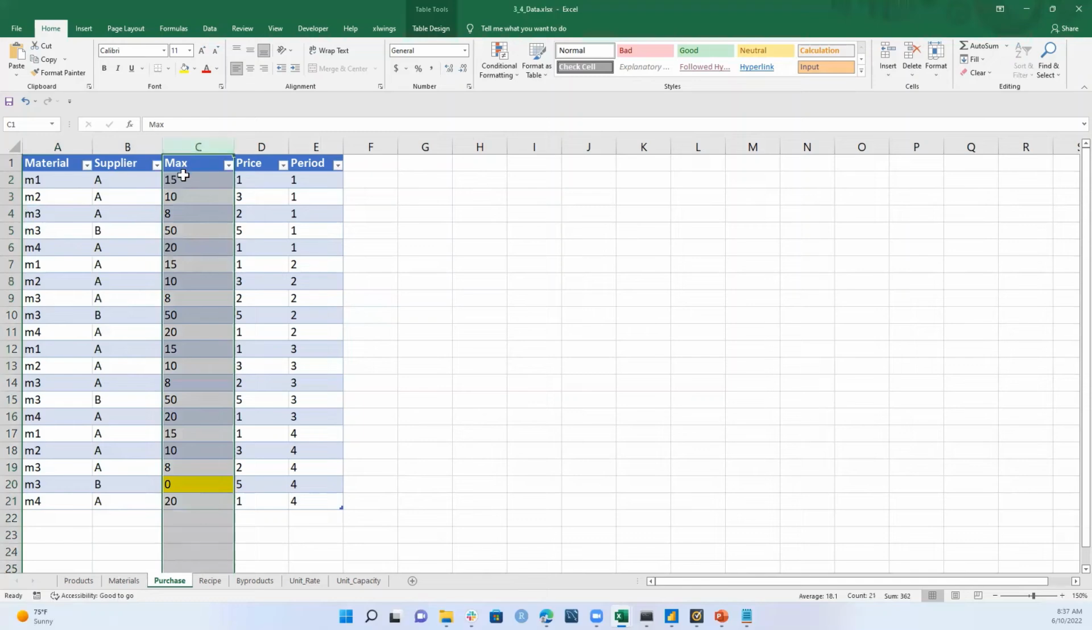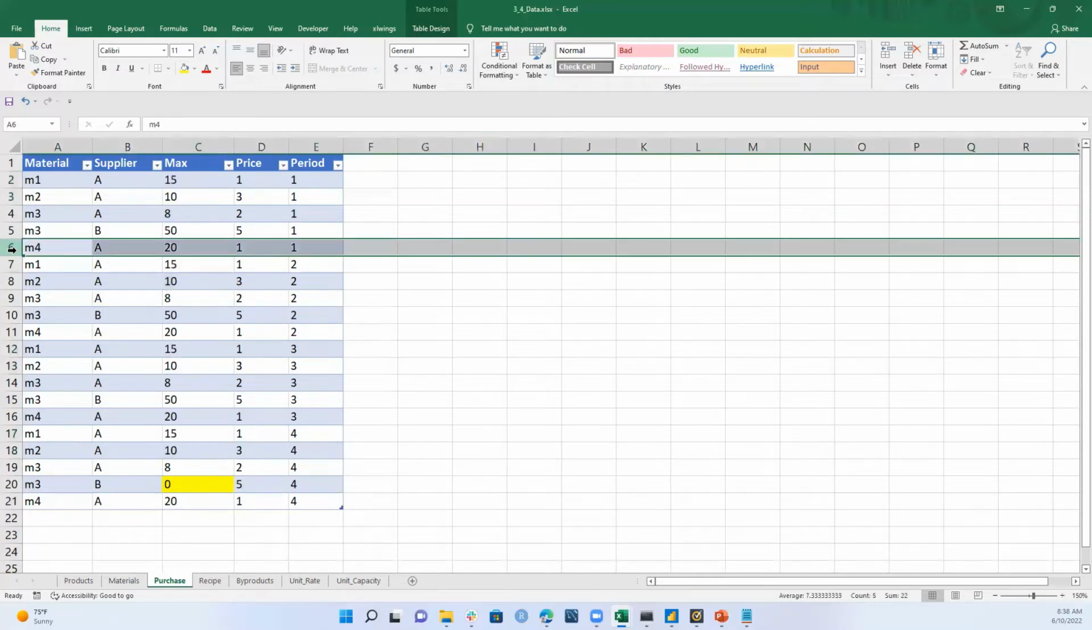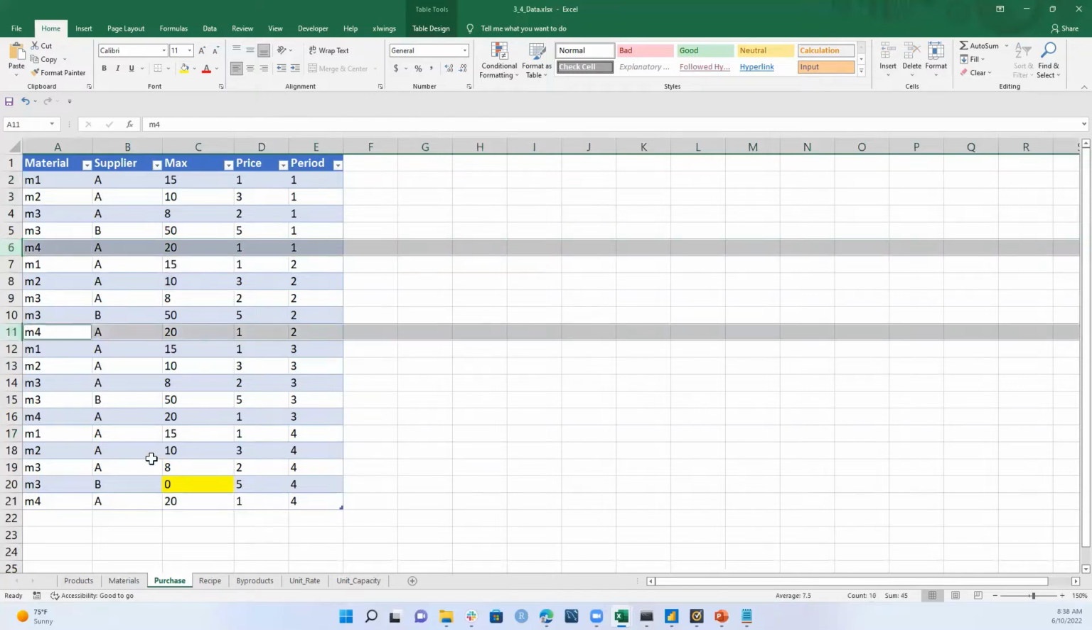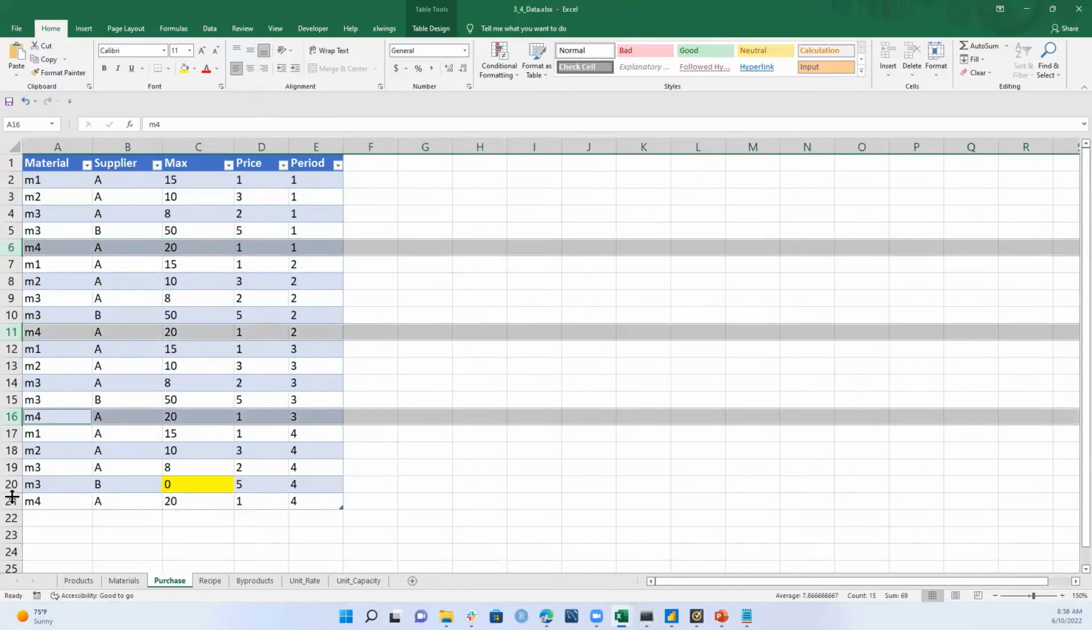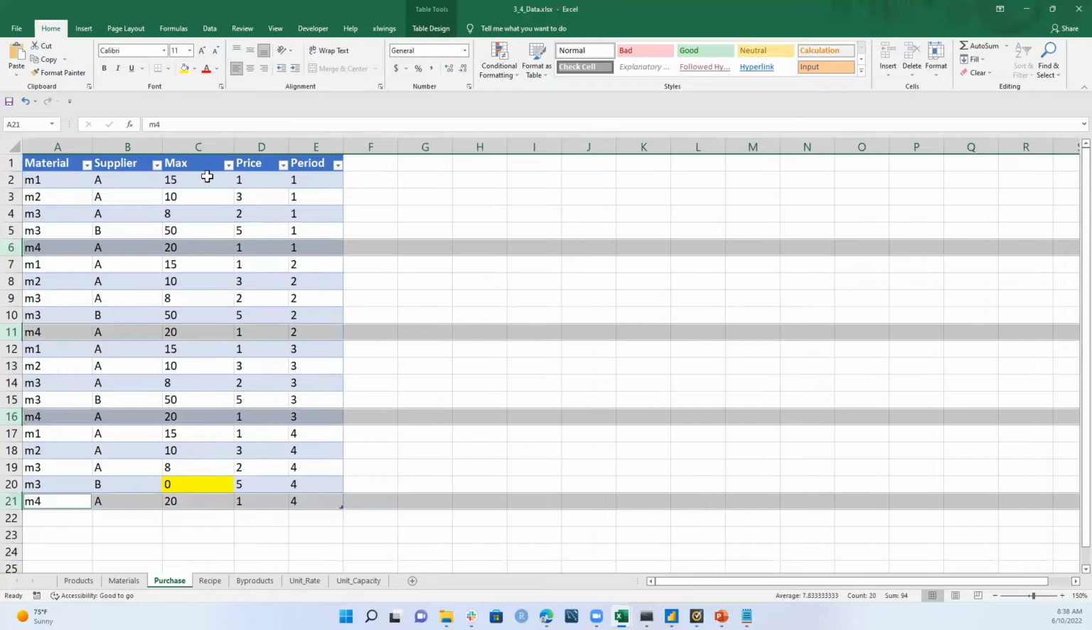Column C is the maximum amount of material that we can buy from those suppliers. So for materials 1 and 2, we have 15 and 10 tons, and we're going to keep that the same throughout the entire period. So from supplier A, for materials 1 and 2, regardless of period, the price and availability is going to be static. That's also going to be true for material 4. So the price and the availability is going to be the same for material 4 in each period.